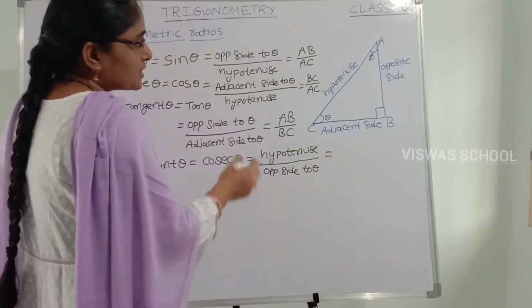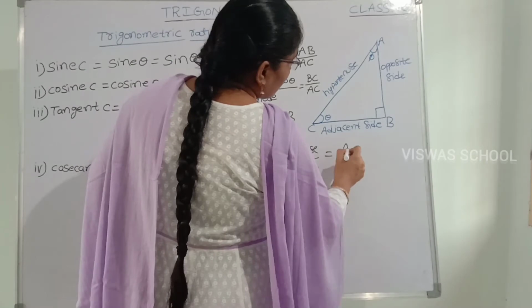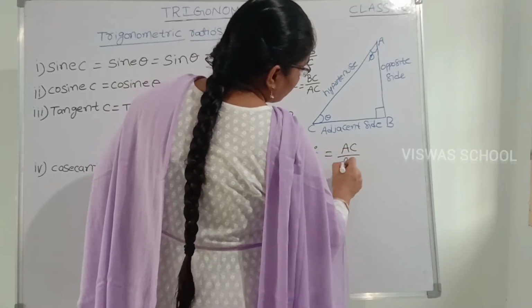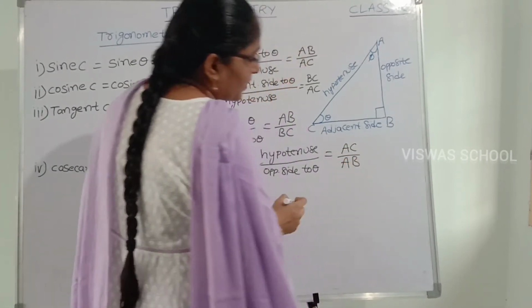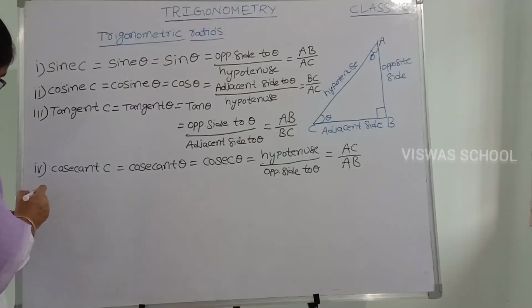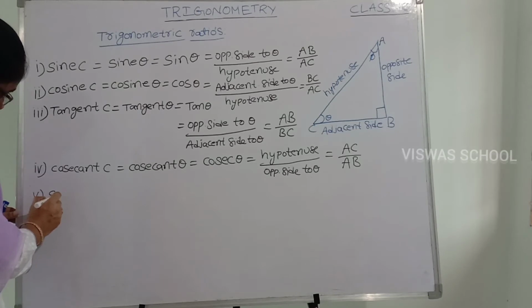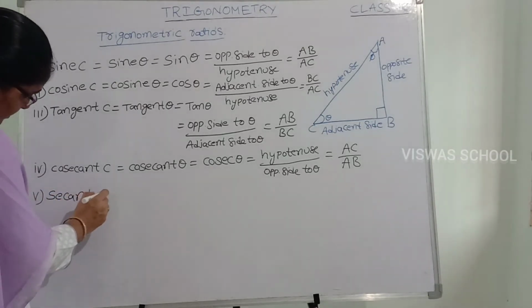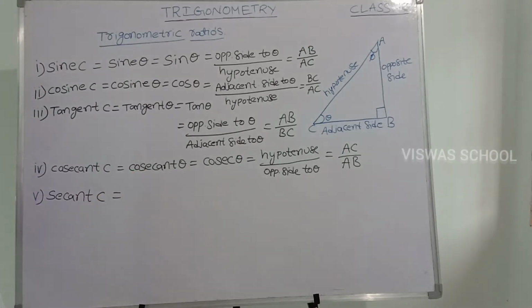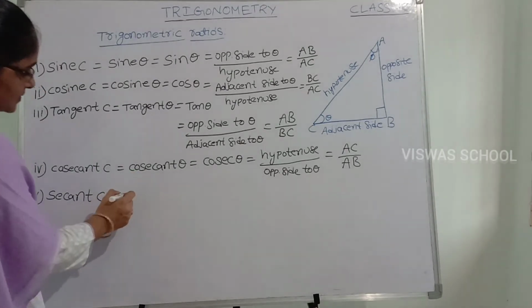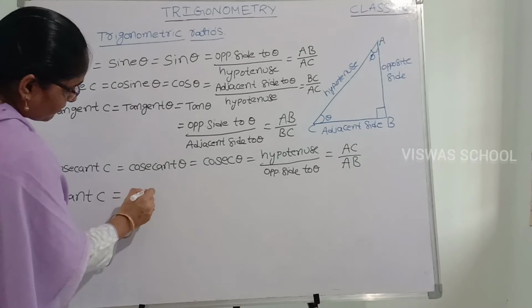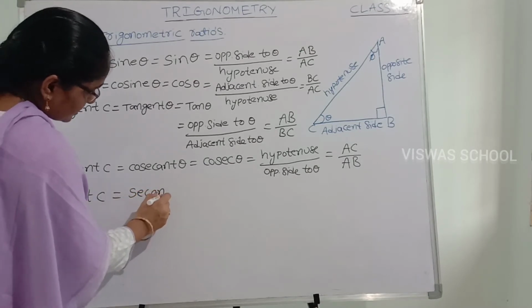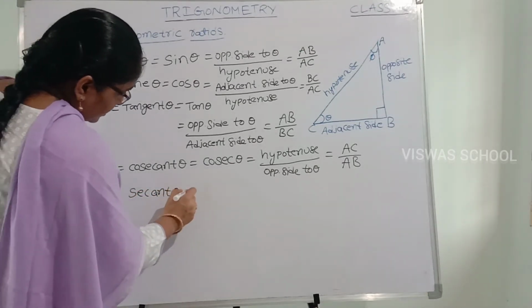That is, hypotenuse is what here? AC by AB. Next one is secant C. Secant C, that is, here in C place it is what? Theta. Secant theta is equal to what?